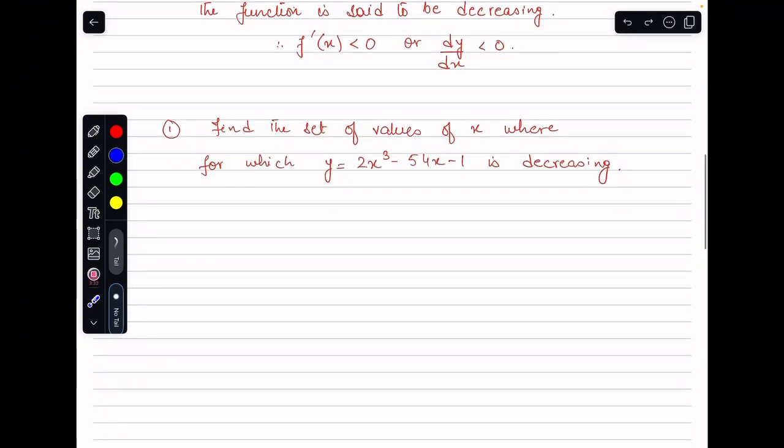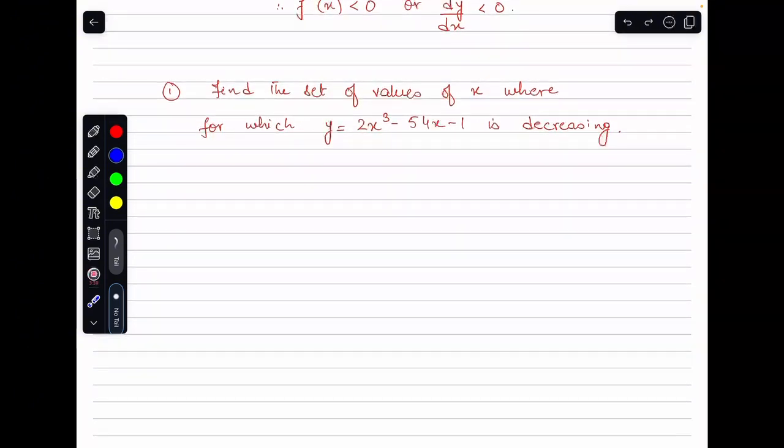So let's do a question here. Find the set of values of x for which y is equal to 2x cubed minus 54x minus 1 is a decreasing function. So we need to find the values of x for which the function is decreasing. Therefore, the first thing to do is to find my gradient value.